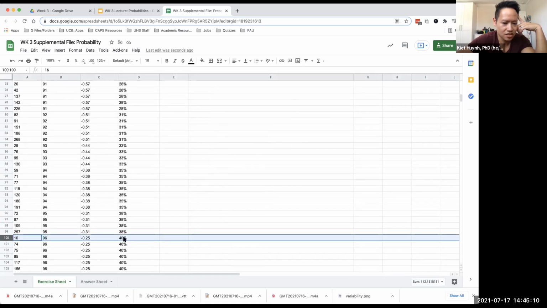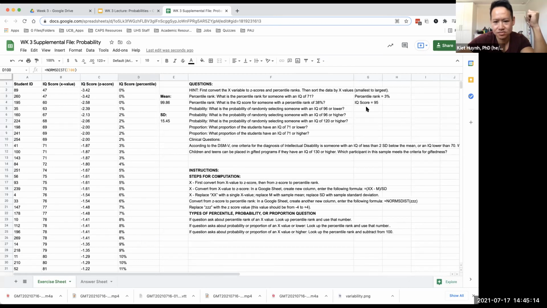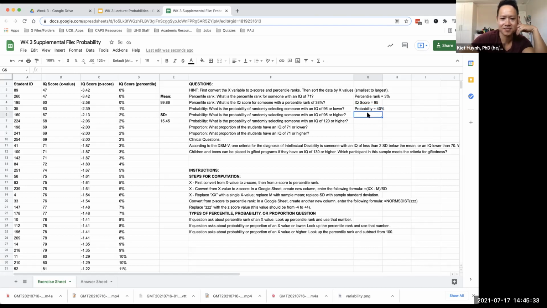And we just use the percentile rank, which is 40%. That's the probability. So again, the question is, what's the probability of randomly selecting someone with an IQ of 96 or lower? There's a 40% probability of selecting someone with an IQ score of 96 or lower in the sample. That's how you would answer that.